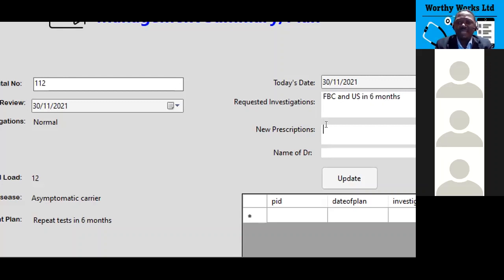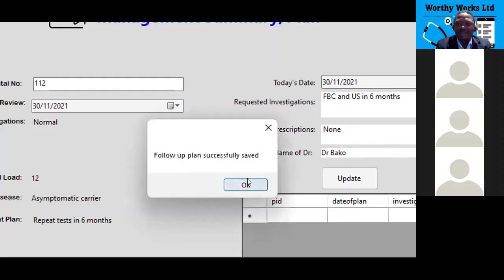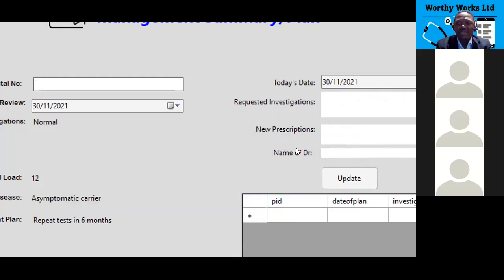Okay, any prescriptions? No. And then Dr. Dawood again has been the one here. Or on this occasion, maybe let's imagine Dr. Bako was my doctor, okay? Okay, so then we actually saved this, okay? It's been saved successfully. Right, so it clears off, ready for the next patient.